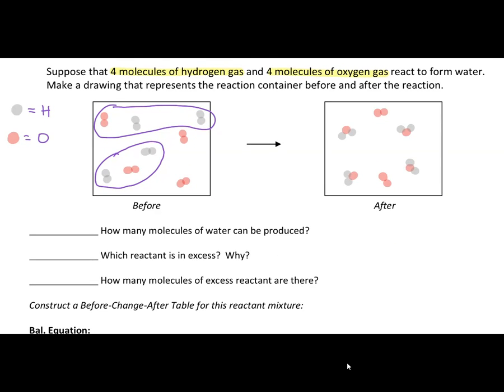So now based on this, we can answer our questions. Okay, how many water molecules can be produced? Well, we wind up with a total of 4 molecules. Okay. And our excess reactant is the oxygen. And this reason is so simple. It's excess because there's 2 left over. There's 2 O2 molecules left, which I also just answered the next question. 2 molecules, O2.